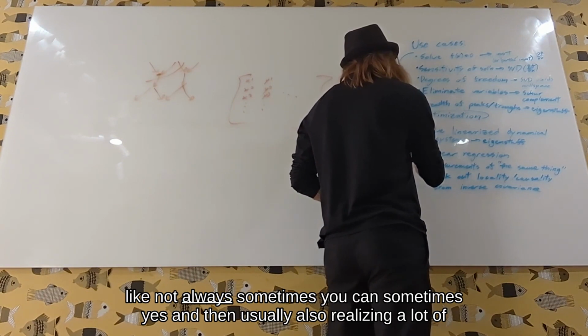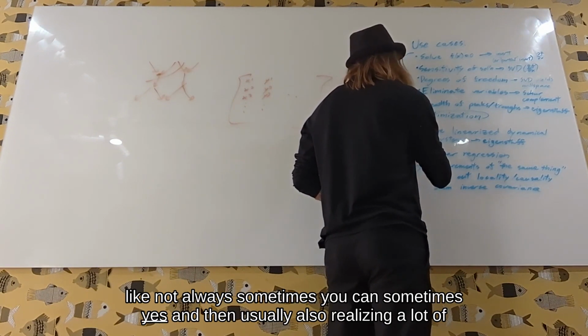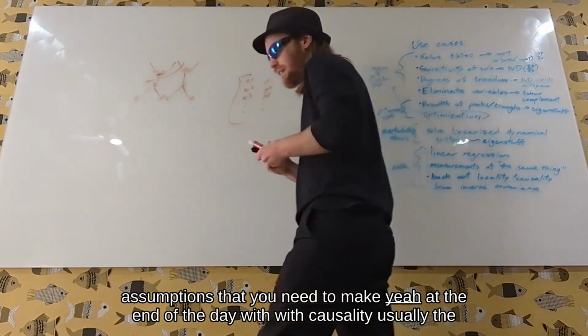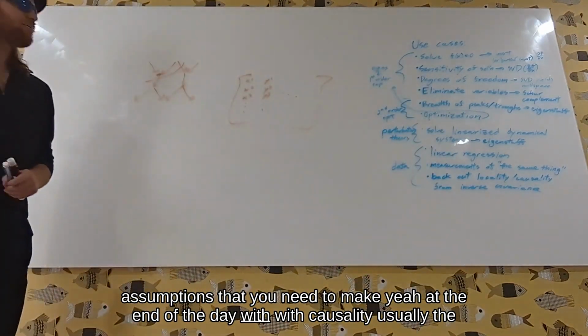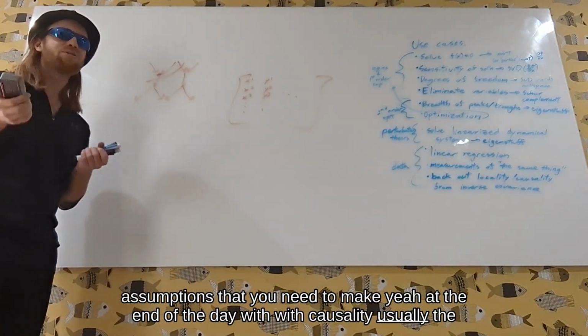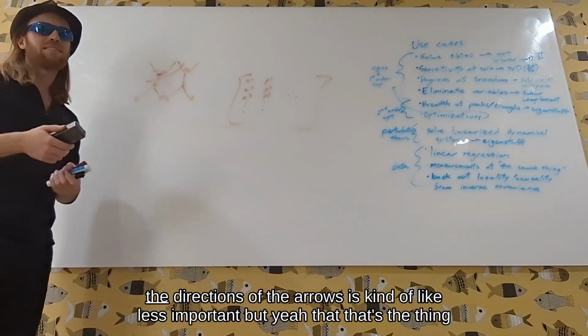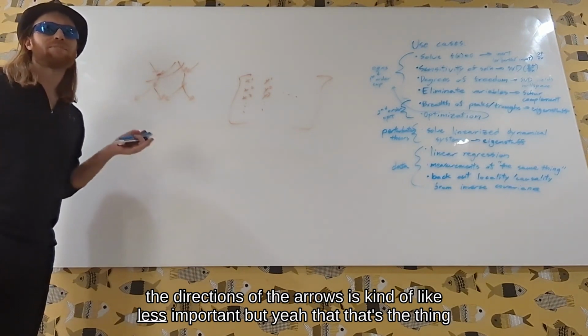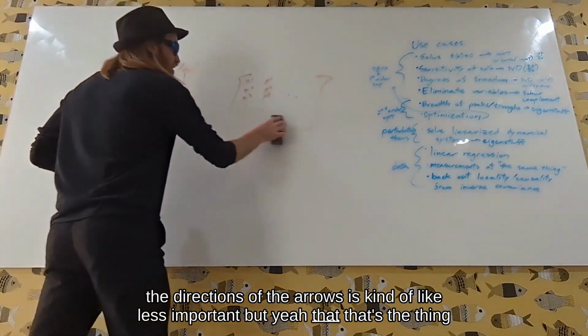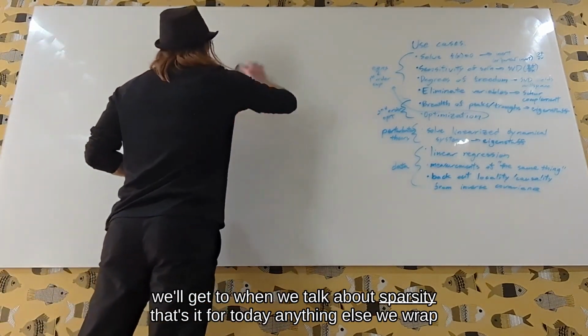Not always. Sometimes you can, and that usually also relies on a lot of assumptions that you need to make. At the end of the day, with causality, the part that's actually important in the first place is the graphical structure. The directions of the arrows are kind of less important. But yeah, that's a thing we'll get to when we talk about sparsity.